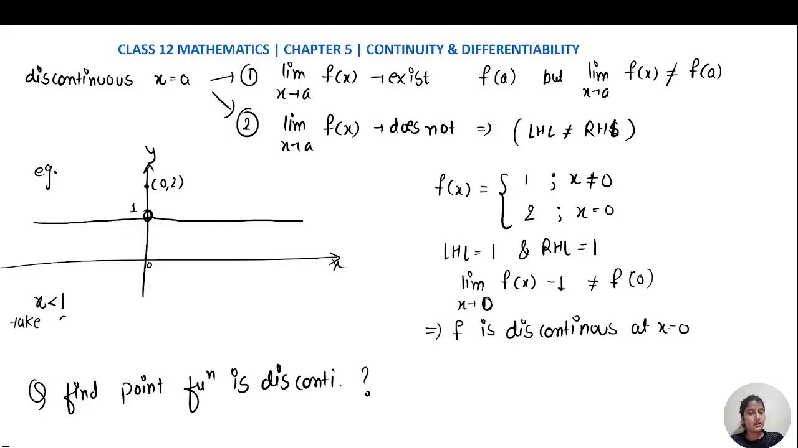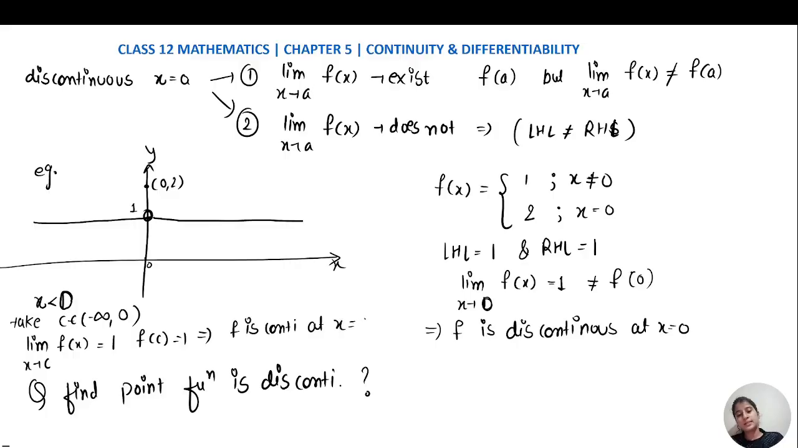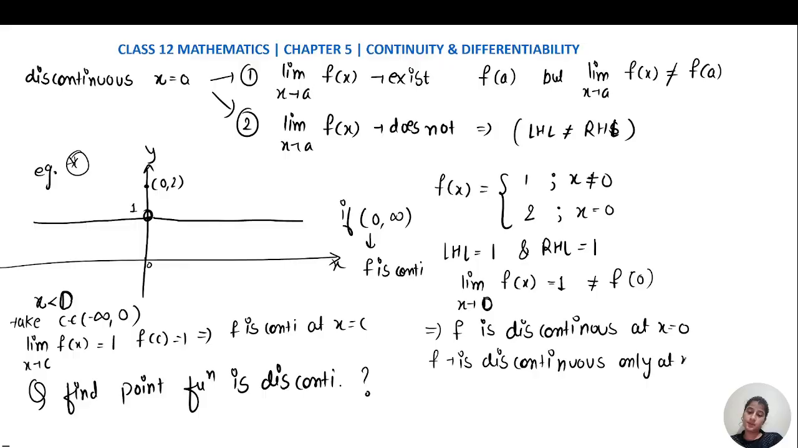Take any point c in minus infinity to 0, open at 0. Then we know that the limit as x tends to c of f of x takes the value 1, and our f of c value is also 1. So f is continuous at x equals c. Similarly, whenever c comes from 0 to infinity, f is also continuous. So in this example, our f is discontinuous only at x equals 0.